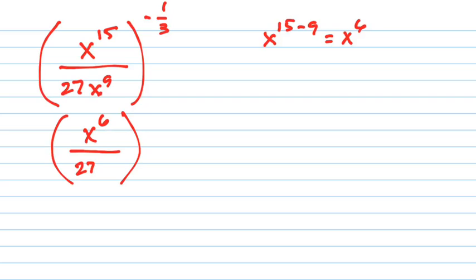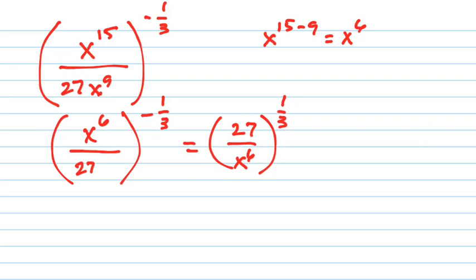Now we still have to raise all of that to the negative 1/3 power. Well, negative tells me that they're in the wrong spots now, right? I simplified them first, but now to get rid of the negative, I need to do what? Flip it. So it's 27 over x to the 6th, now raised to the positive 1/3. And raising something to the 1/3 power is the same as taking a root of it. What root? The third root of 27 over x to the 6th.